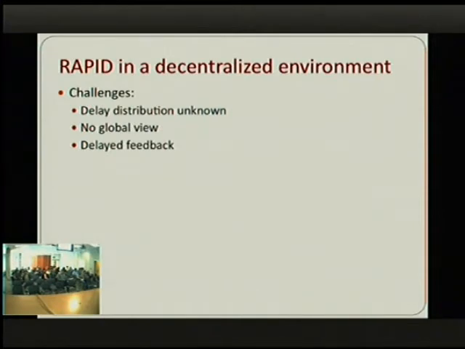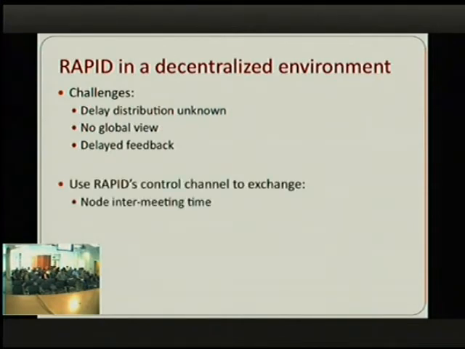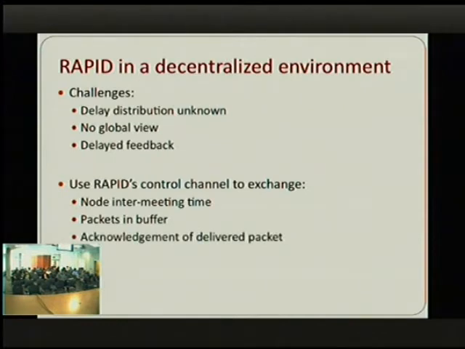So to handle this, we use RAPID's control channel. So remember, when two nodes met, they exchange meta information on the control channel. So they first exchange node intermeeting times, so the expected time for any node to meet every other node, and nodes learn the delay distribution based on these intermeeting times. They also exchange information about packets in the buffer so that you can build a local snapshot of the global view. And they exchange acknowledgements of delivered packets so you can quickly remove delivered packets from the system.